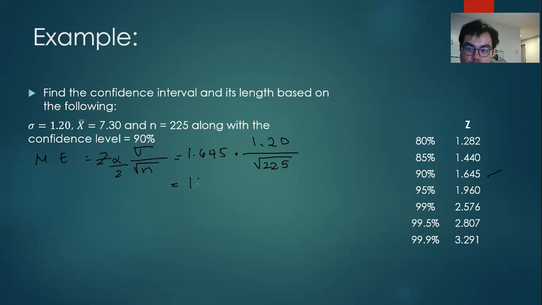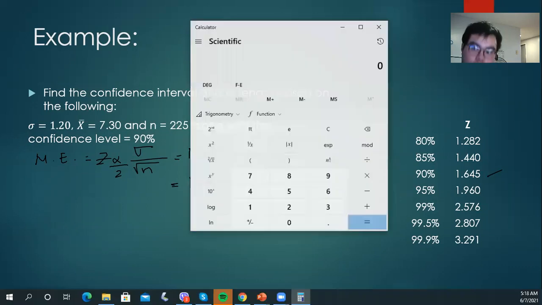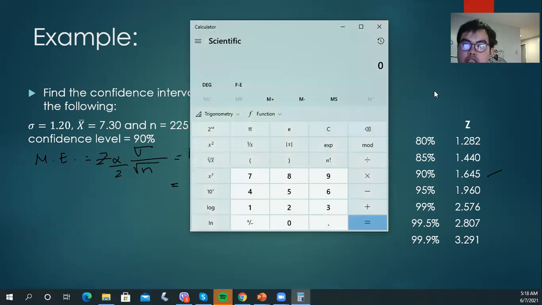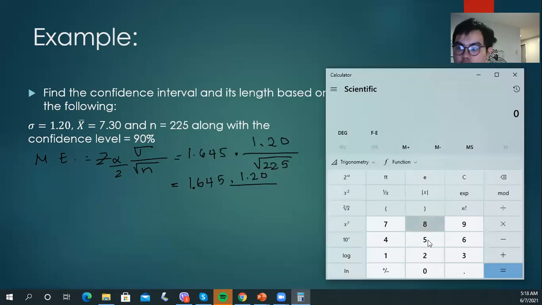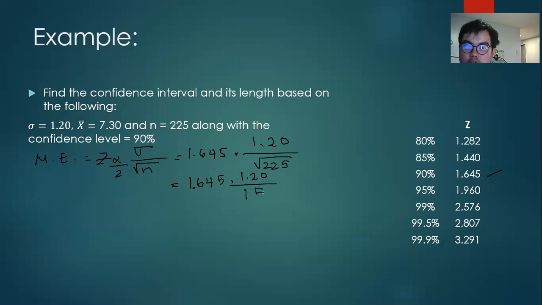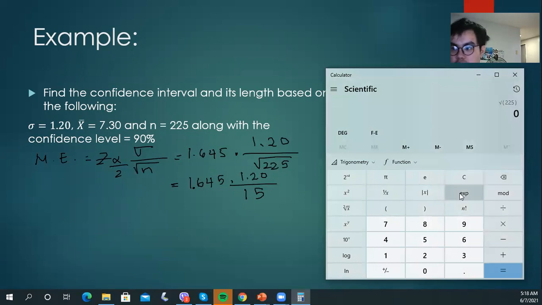First, we're going to find the square root of 225. Here is our calculator. We can use this calculator since this is statistics. We're going to find the square root of 225, and here, we have 15. Let's clear everything first.